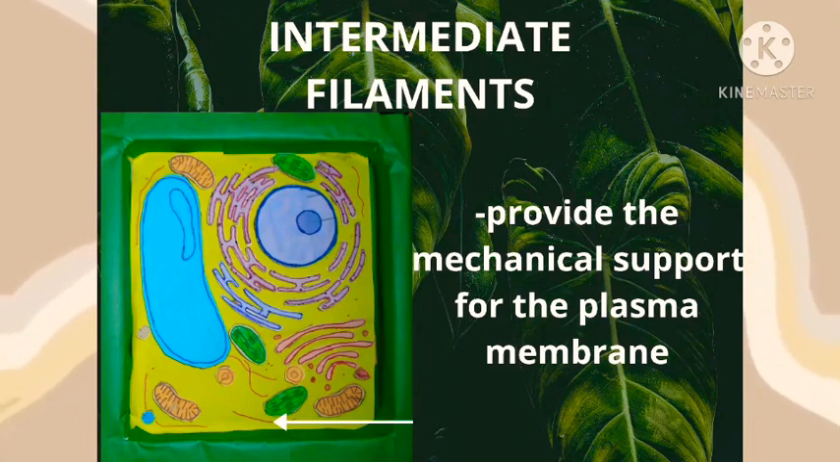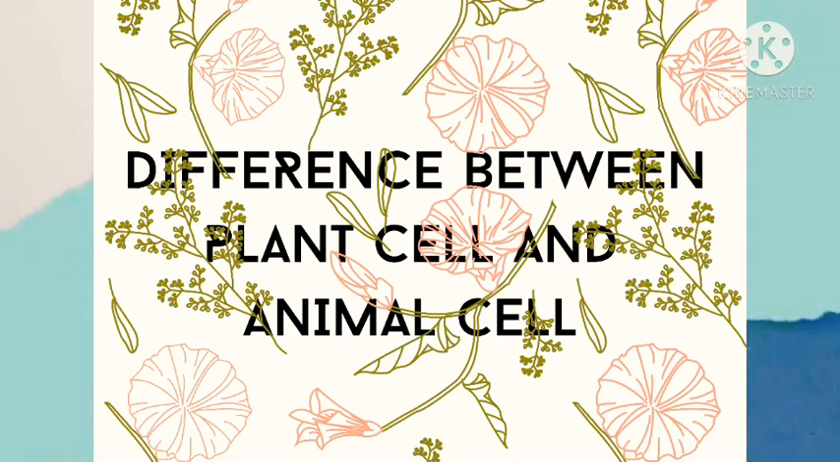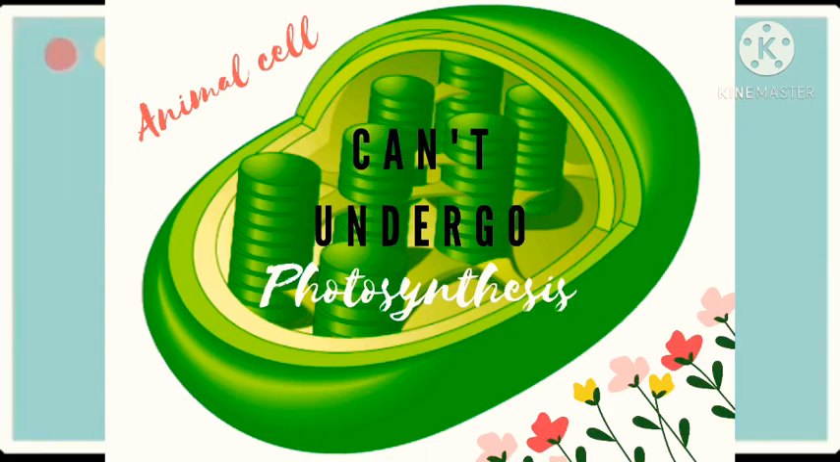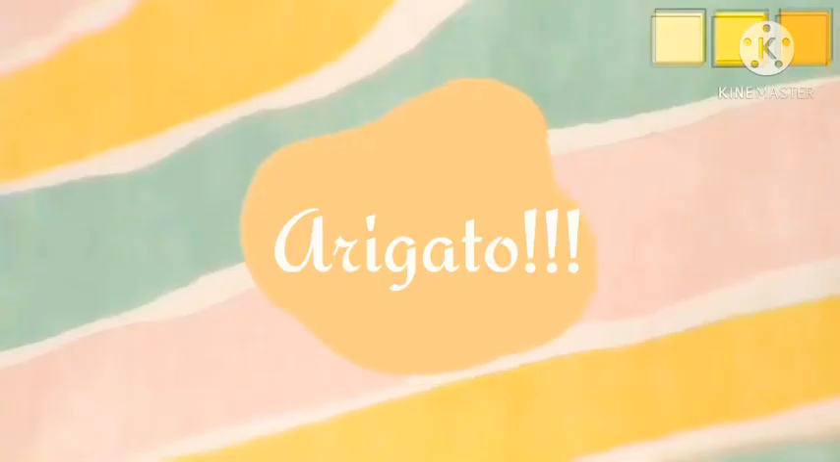For me, the difference between animal and plant cell is that animal cells don't have chloroplasts, which means they cannot undergo photosynthesis and produce their own food. So that's all for this video.